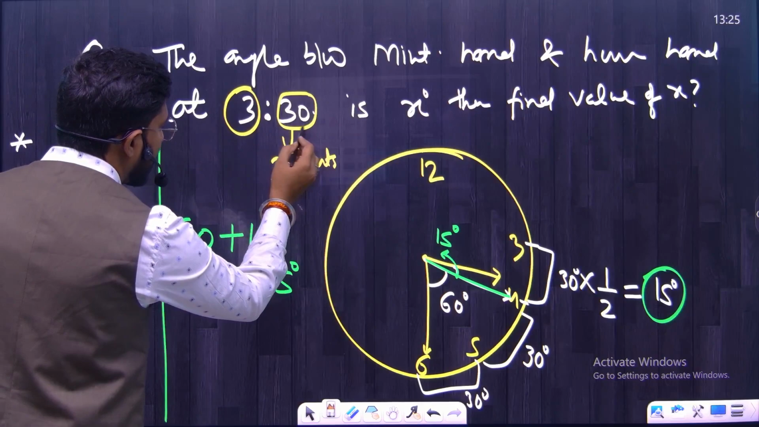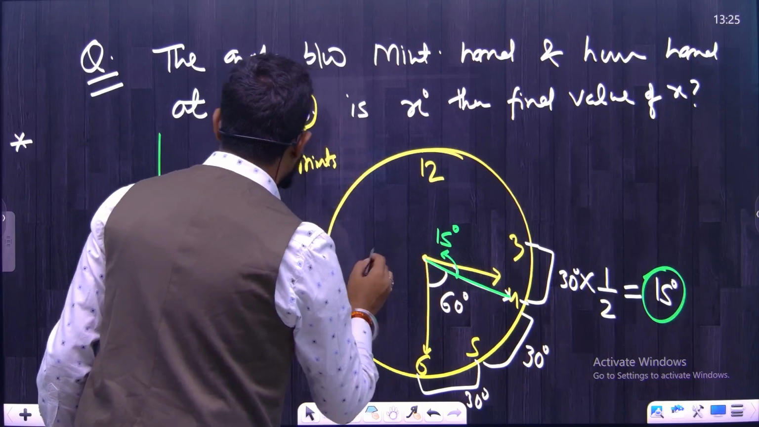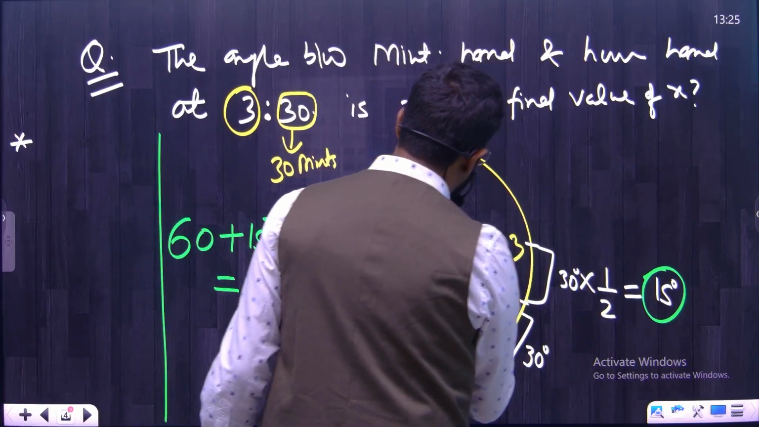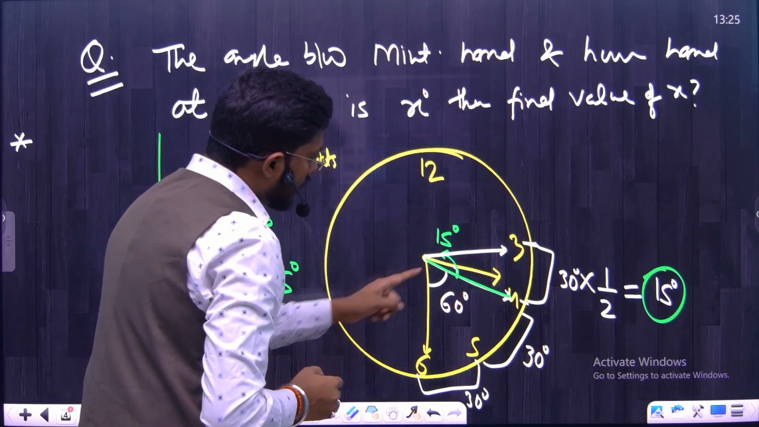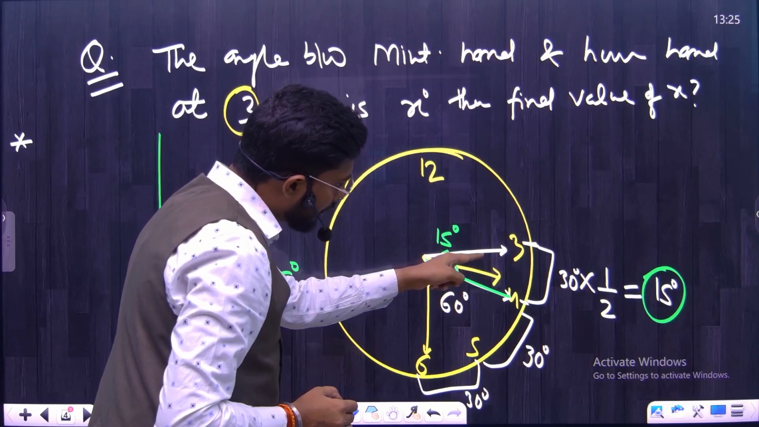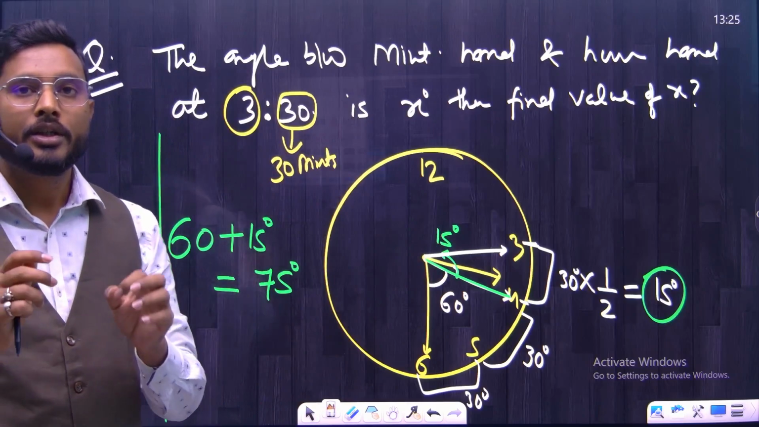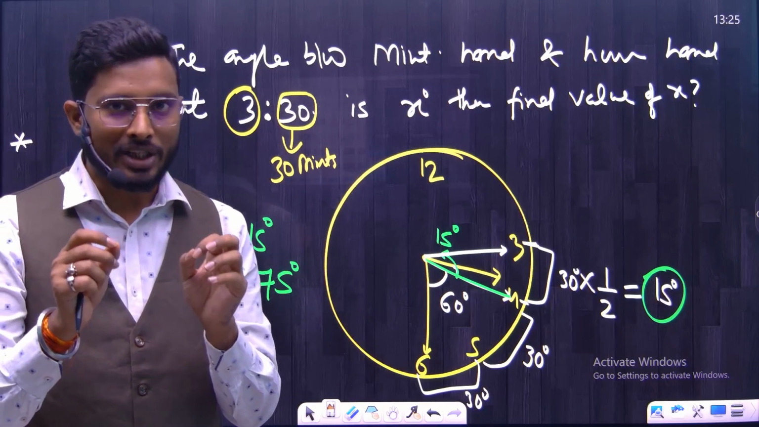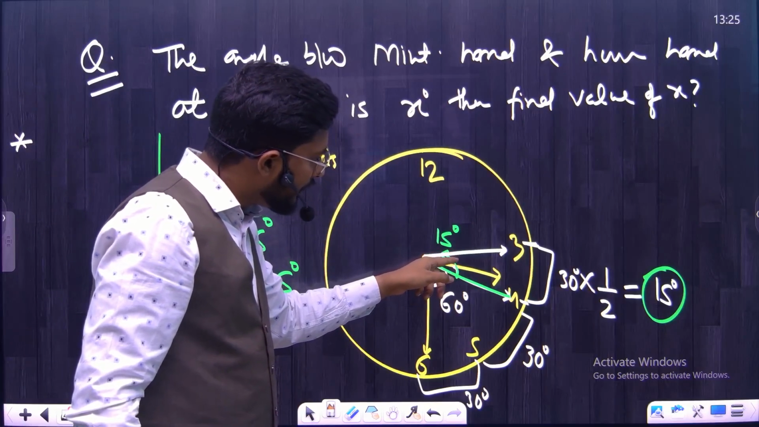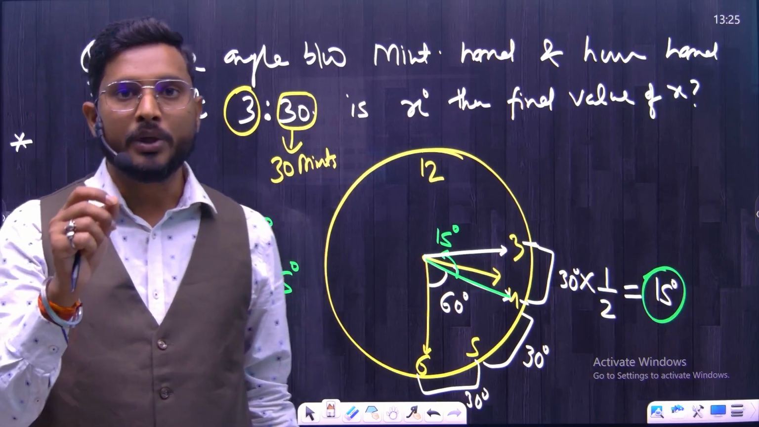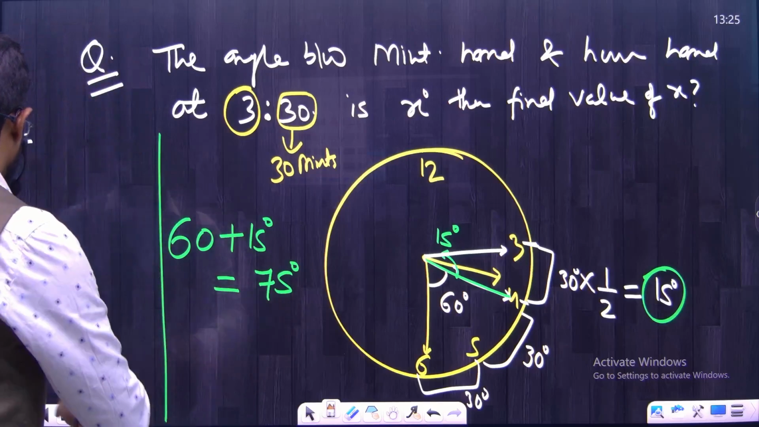This angle covered by the hour hand, because at 3 o'clock the minute hand will be at 12 and the hour hand will be at 3. Now this hand is covering this angle in 30 minutes. So you can see that in 30 minutes the hand will cover how much angle. We can learn this process also like that.